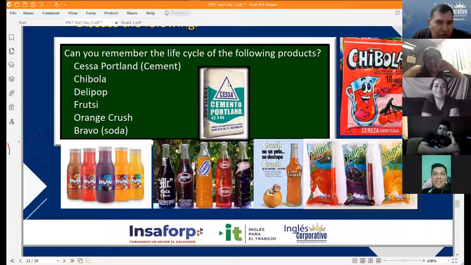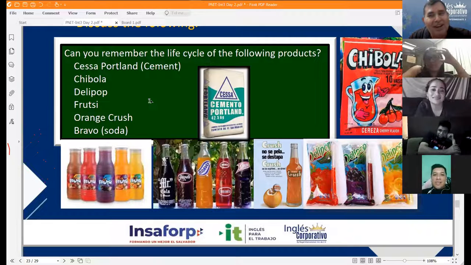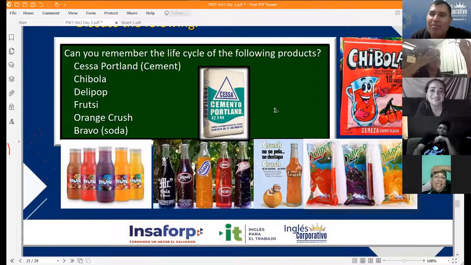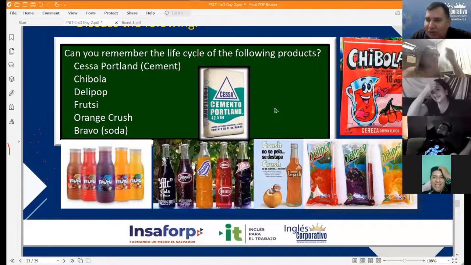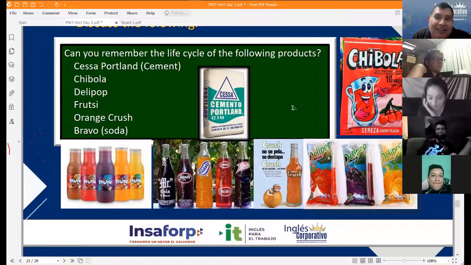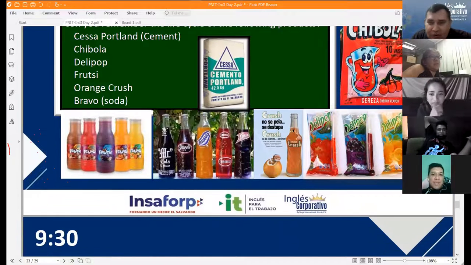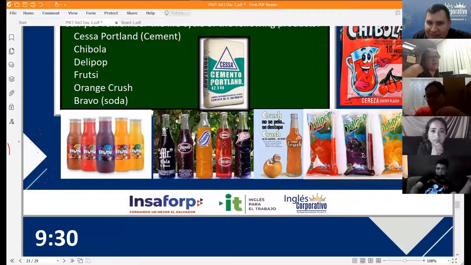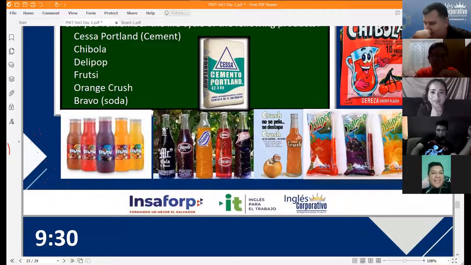Okay, so then you have Deli Pop. If you are a little older, you will remember. So you remember Deli Pop. So here you have the pictures, just in case. Very expensive, Deli Pop. When I was a child, I remember that I paid 35 cents for one. Yeah, it was expensive.